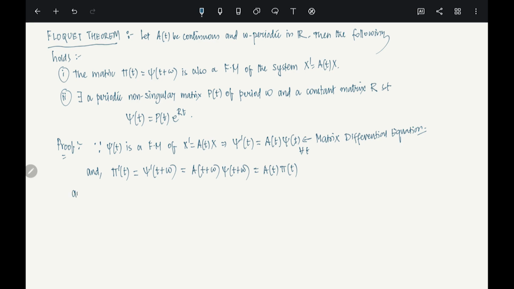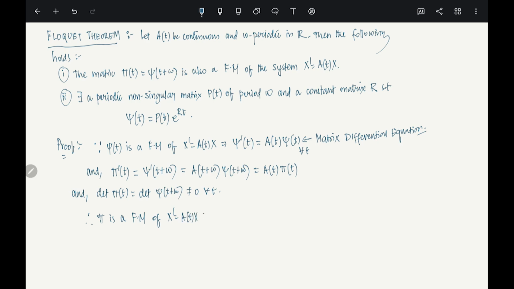And of course, the determinant of psi of t is nothing but the determinant of phi of t plus w, and that is of course going to be non-zero for all t. It's a fundamental matrix, right? It has to be non-zero, clear? So what we have is therefore psi is a fundamental matrix of the homogeneous problem x prime equals A(t) times x. I hope this is clear now.